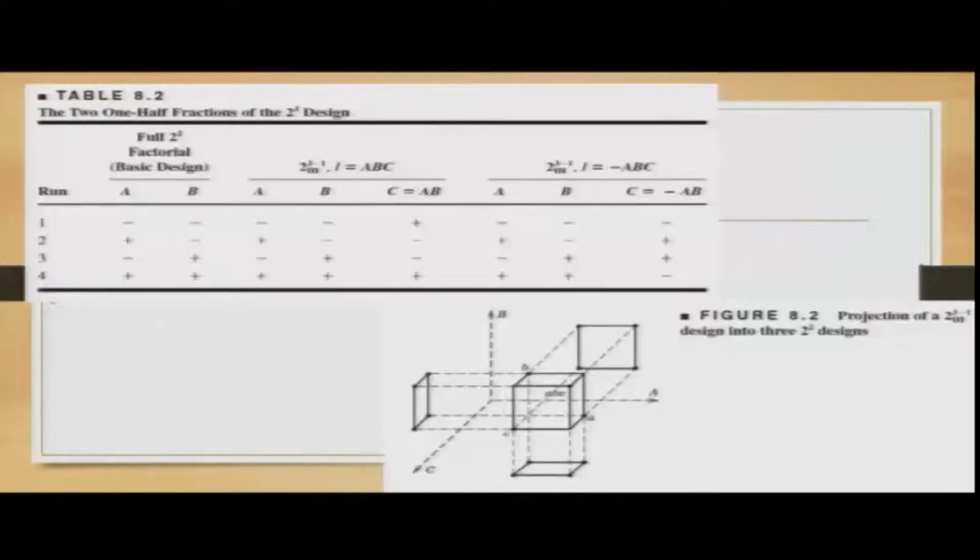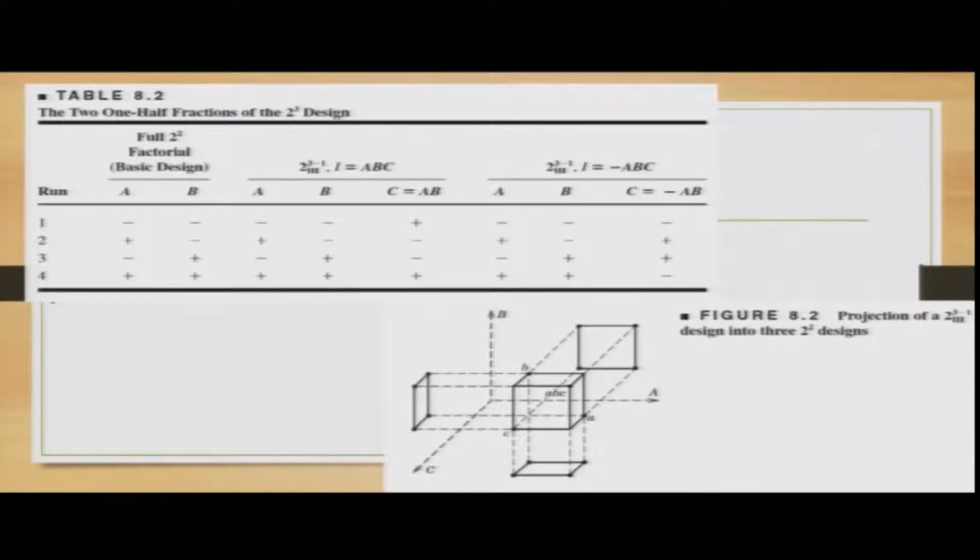The 1/2 fraction of the 2 to the power 3 design problems is given like this. For runs, which are given in the leftmost column as 1, 2, 3, 4, the full 2 to the power 2 factorial basic designs are given, in which you have A, B combined together.